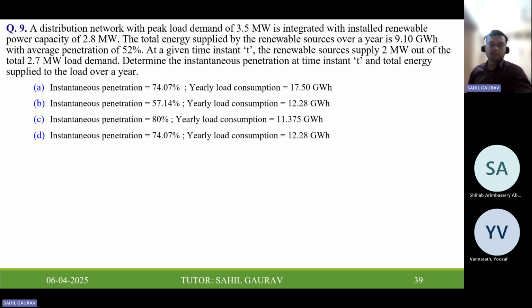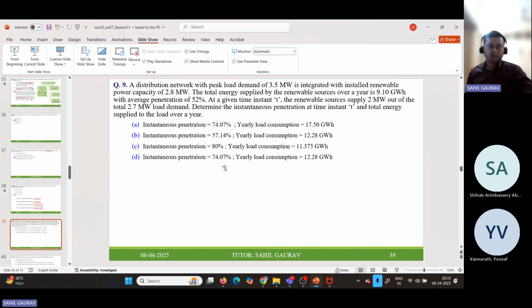Now come to the second last problem. A distribution network with peak load demand of 3.5 megawatt is integrated with installed renewable power capacity of 2.8 megawatt. The total energy supplied by the renewable sources over a year is 9.10 gigawatt hour with average penetration of 52%. At a given time instant, the renewable energy power supply is 2 megawatt out of the total 2.7 megawatt load demand. Determine the instantaneous penetration at that time instant and the total energy supplied to the load over a year.